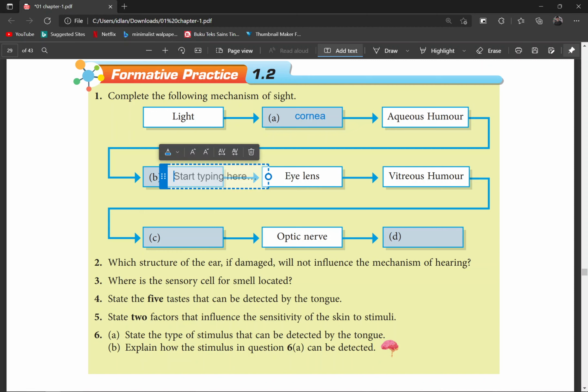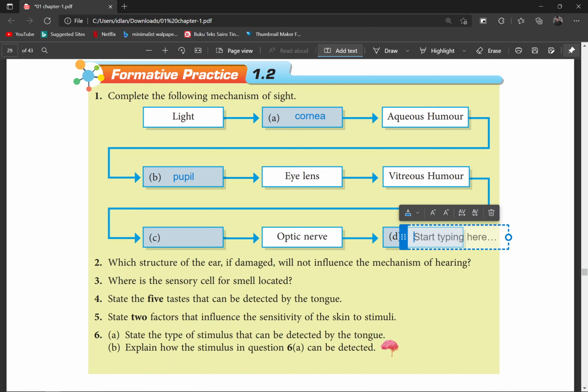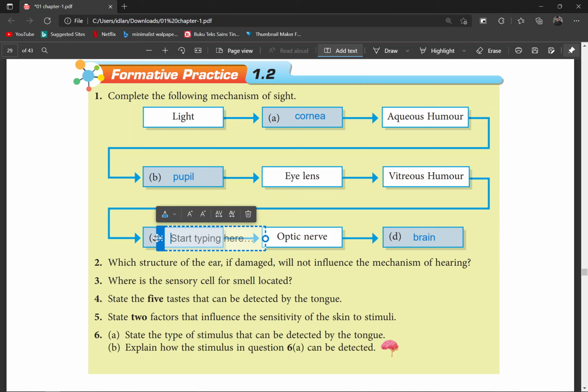Pupil, eyelids, vitreous humor, and the last thing is, of course, the brain, because we are talking about the nervous system. The most essential part of the human nervous system is the brain. Okay, so it's the end, I think. And before it reaches our retina.